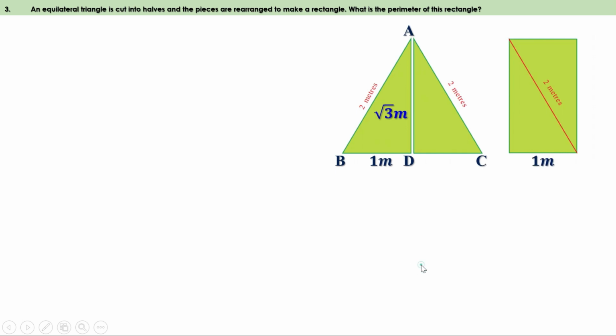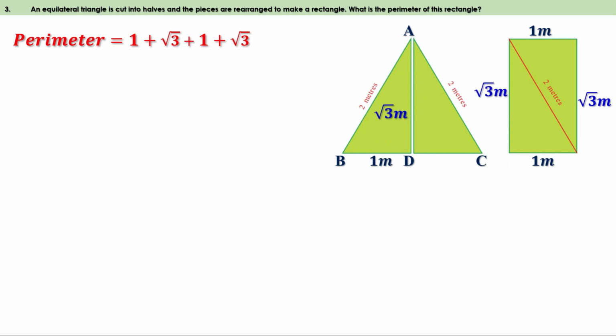Now let us find the perimeter. Since the breadth is 1 and length is root 3, this is also 1 and this is also root 3. Perimeter means sum of all the four sides, that is 1 plus root 3 plus 1 plus root 3. 1 plus 1 is 2 and root 3 plus root 3 is 2 root 3. So this can be written as 2 plus 2 root 3 meters. That means the perimeter of this rectangle is 2 plus 2 root 3 meters.